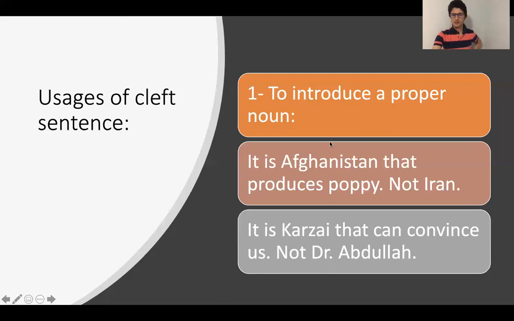Okay, so let's analyze this sentence. First, we said that a Cleft sentence is made of two parts: an introductory clause and an adjective clause. And also I said here that the introductory clause always starts with it is. You say here what? It is. It is.